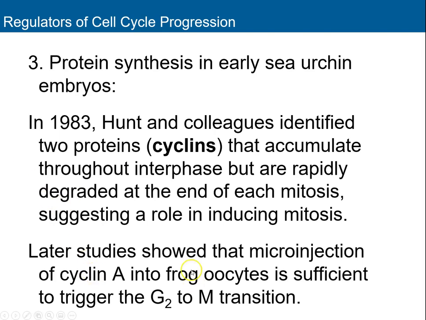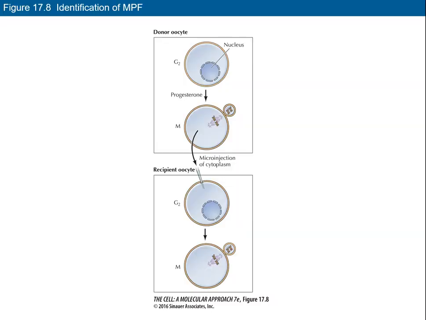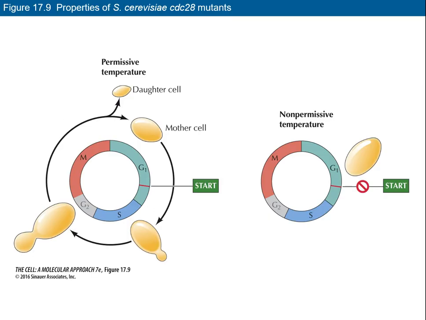Later studies, so now we're going back to our first experimental approach, showed that microinjection of cyclin A, one of these cyclins that they found, into those phagocytes will trigger them to move from G2 to M. So if we go back here, instead of taking cytoplasm, here they inject these cells with that cyclin A that was discovered, and this will induce them to do the same thing.